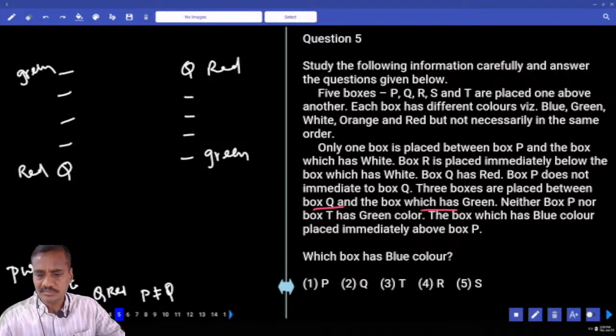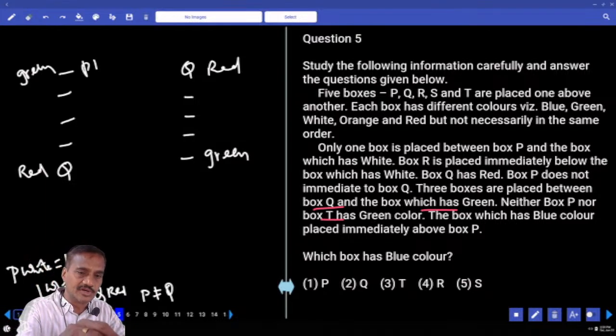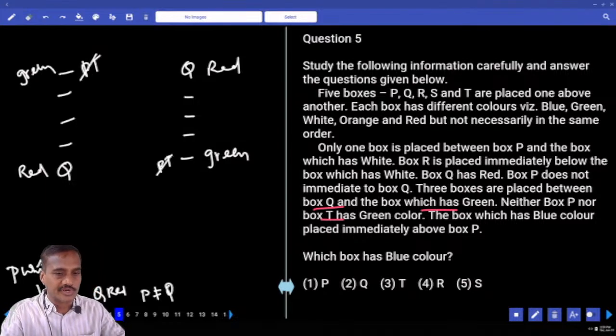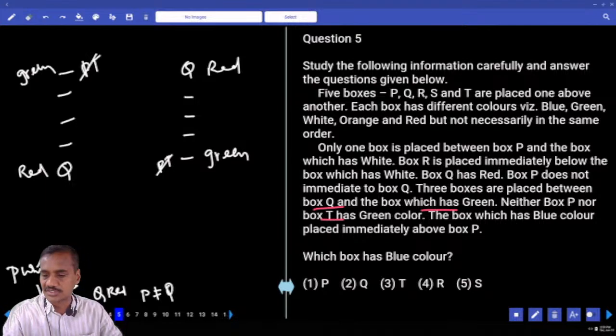And neither P nor T is green color. Now P and T cannot be at this place. Here also P and T cannot be here. Q also cannot be here. Either R or S is green color.